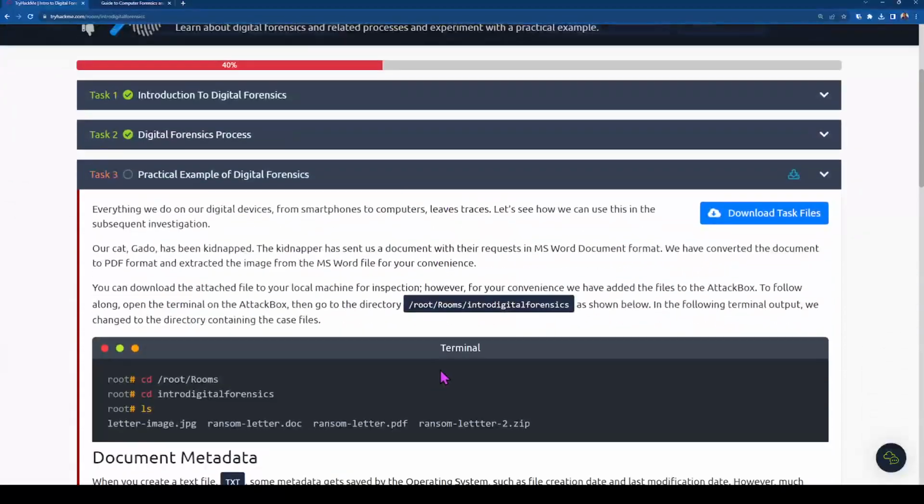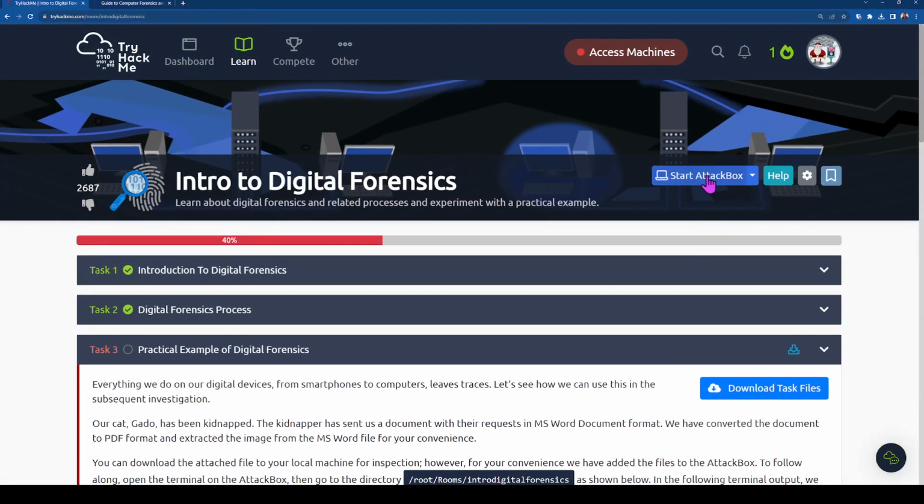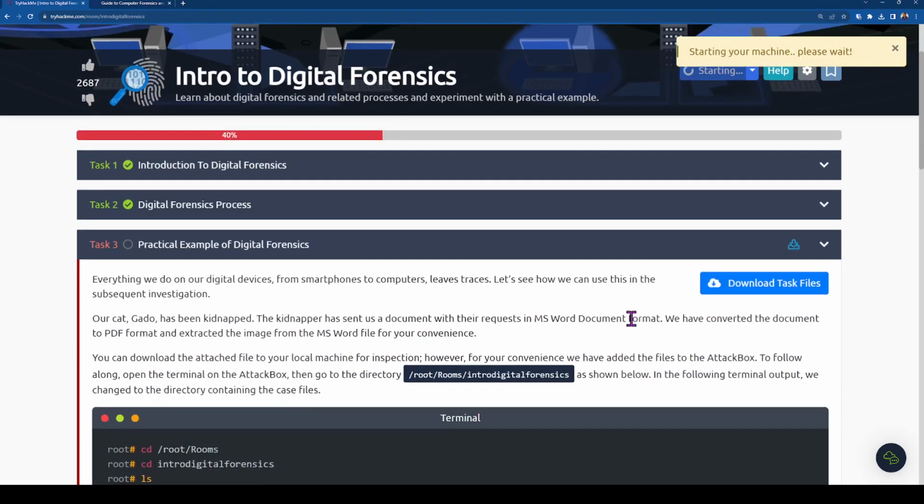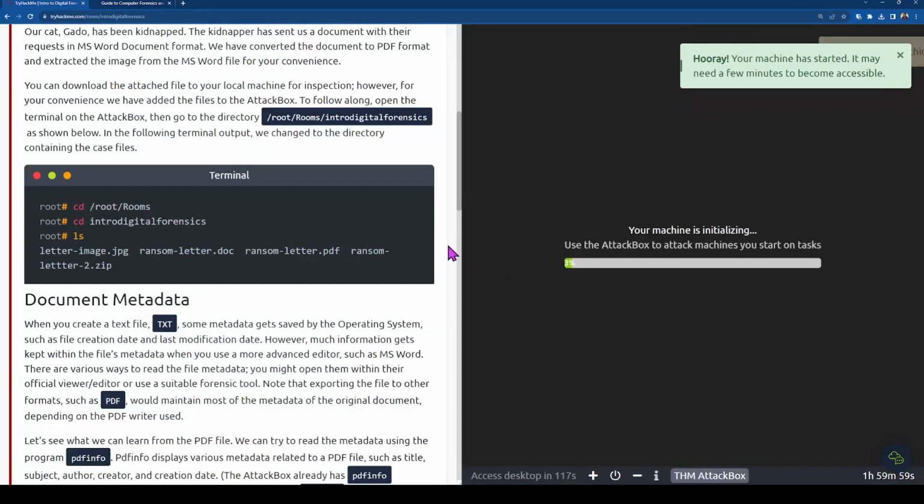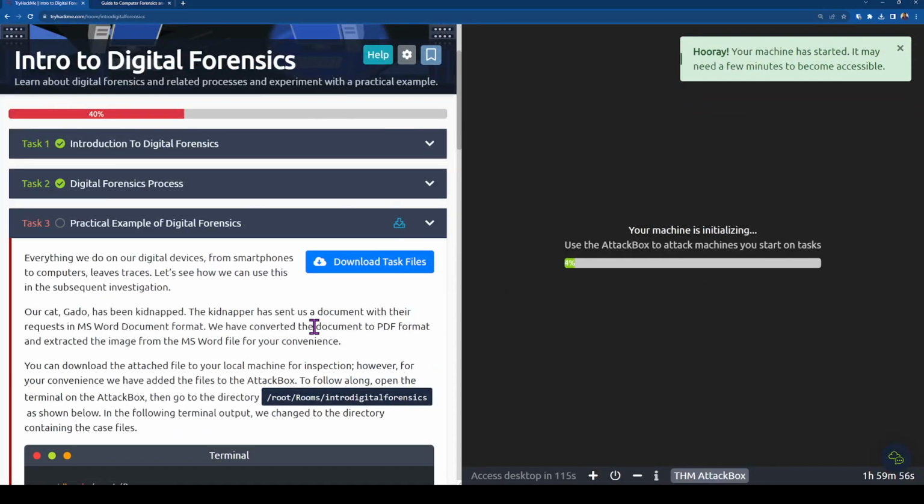That's a little more economical. Okay, so we are going to start the attack box this time, so we don't have any issues. And we don't really need to download the task files because we're going to operate primarily on the attack box.